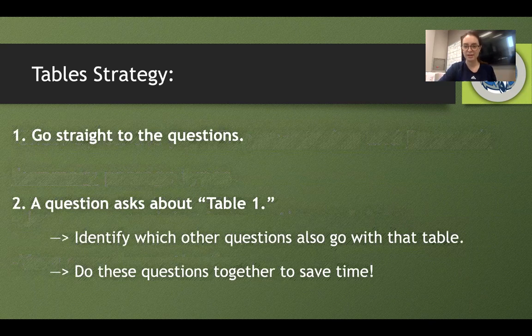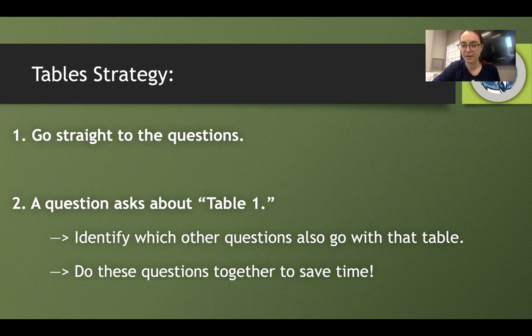Okay, table strategy. What should you do if you see tables? Number one, this is just a reminder, we say this in all of our videos, go straight to the questions. Don't waste time reading those paragraphs. It's written at a college or even higher level. You don't need to know that information to do well on the questions. Skip those paragraphs and go straight to the questions.